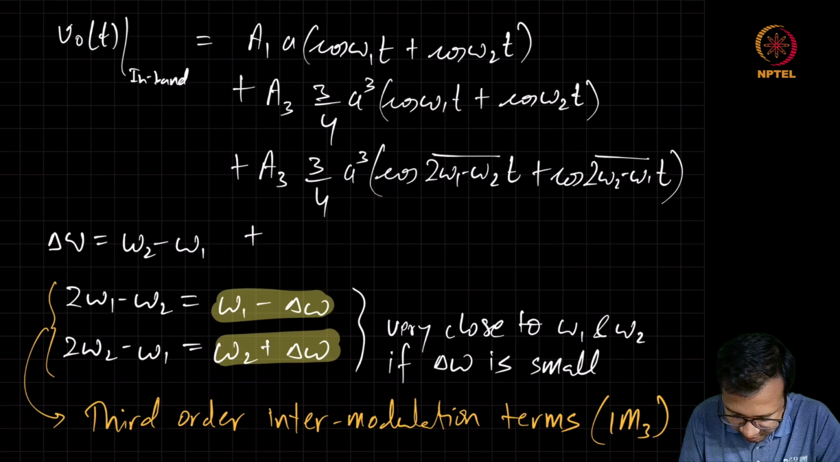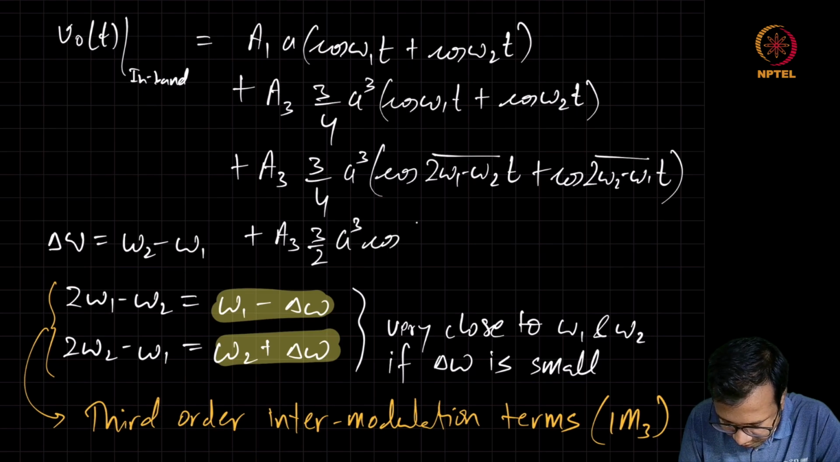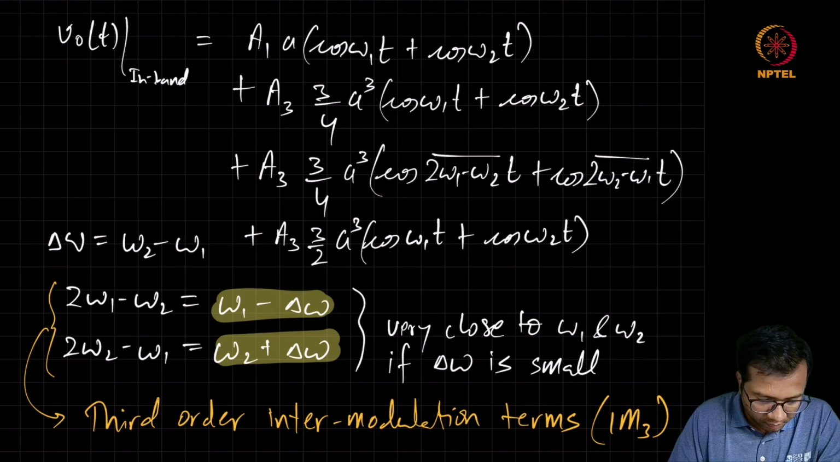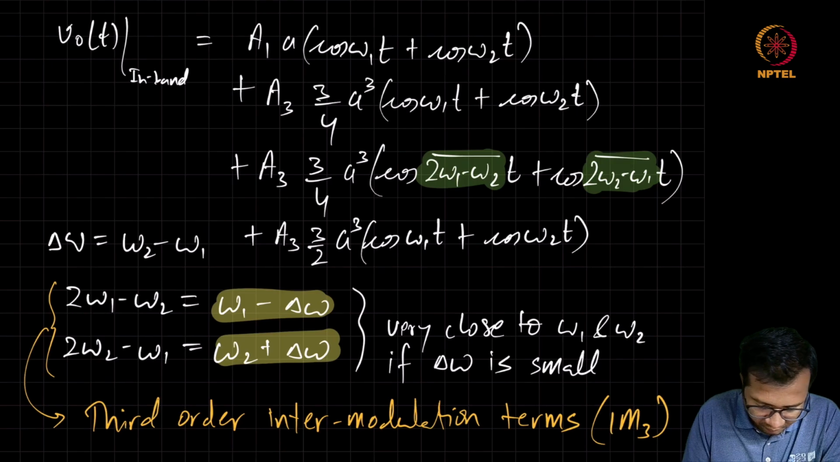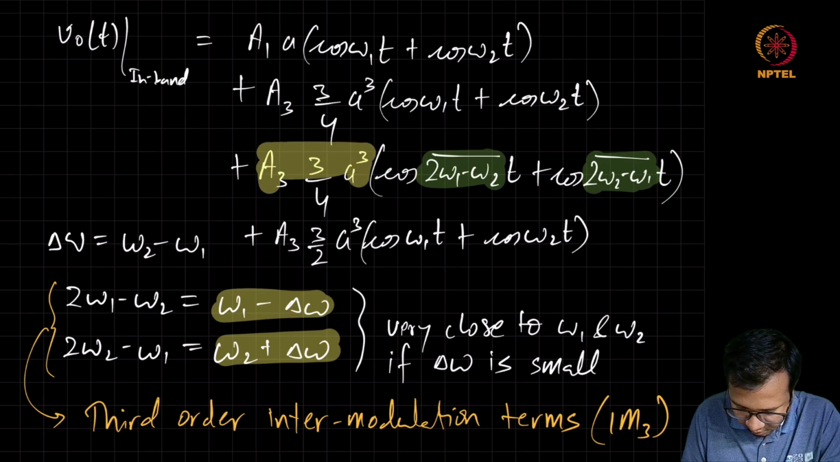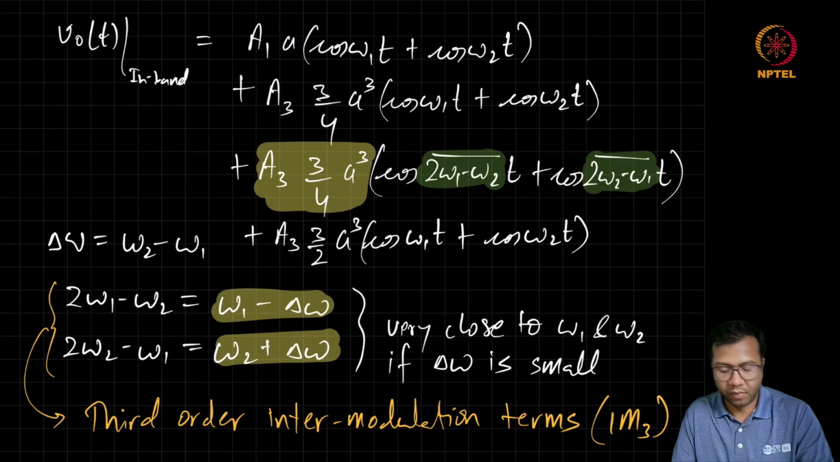There is also one more term that appears at the fundamental frequencies, as we saw in the case of gain desensitization. That term will be 3 by 4 A3 A cubed cos omega t, and the intermodulation term appears at frequencies 2 omega 1 minus omega 2 and 2 omega 2 minus omega 1, with the coefficient of 3 by 4 A3 A cubed.